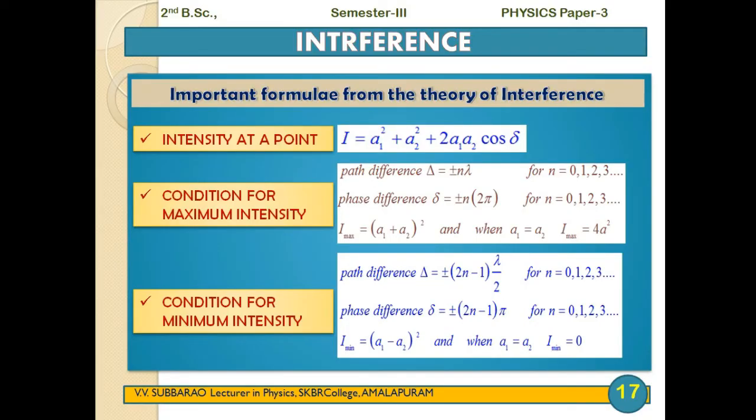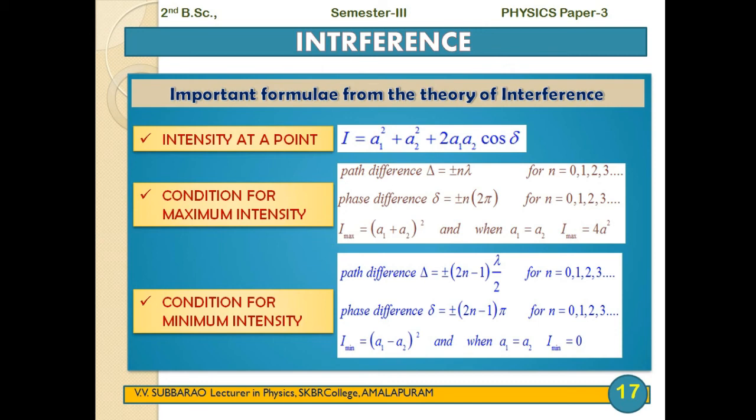These are some important formulae from the theory of interference fringes. Intensity at any point in the region of superposition is given by I = a1² + a2² + 2a1a2 cos δ. Here a1, a2 are the amplitudes of the interfering waves and δ is the phase difference between them. Condition for maximum intensity: path difference is equal to ±nλ for n = 0, 1, 2, 3, or phase difference δ is equal to ±n·2π for n = 0, 1, 2, 3.